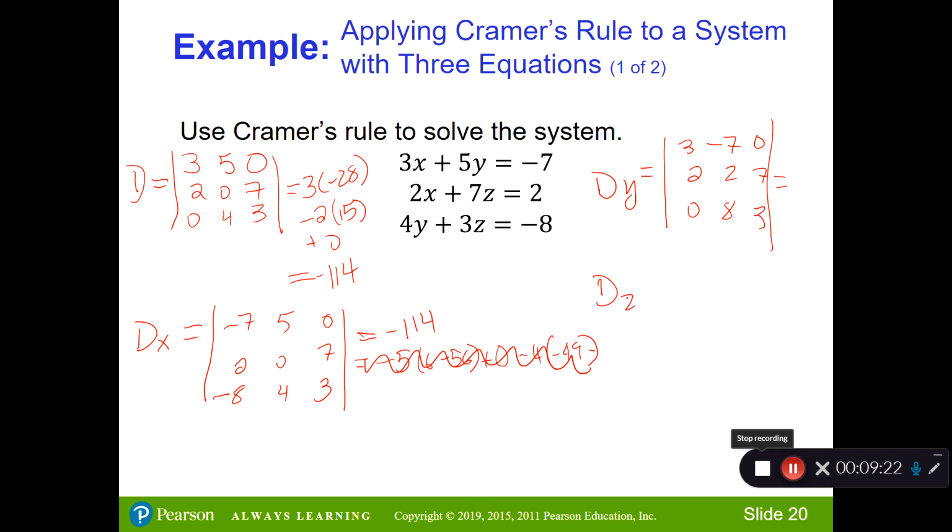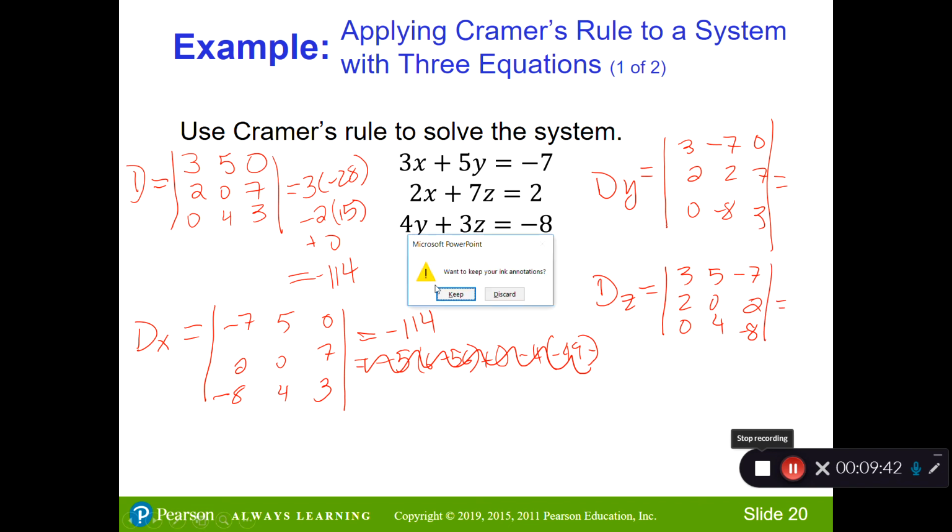And dz, again, I'm going back here. So the first 2 columns stay the same. I'm replacing the third one with negative 7, 2, 8. Negative 8. I missed it again there. Okay, so let's work those out.